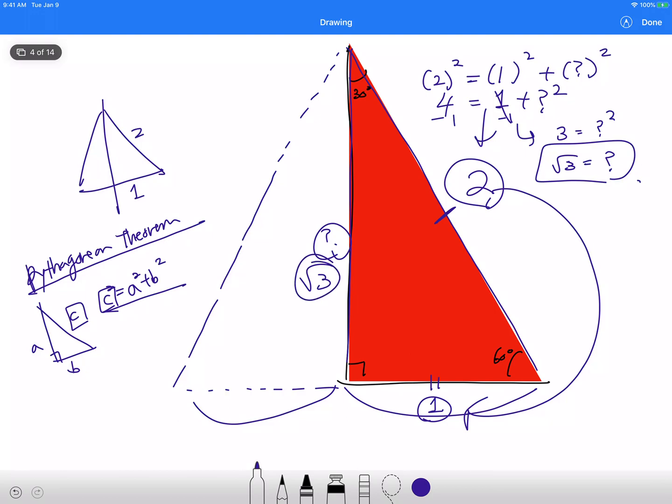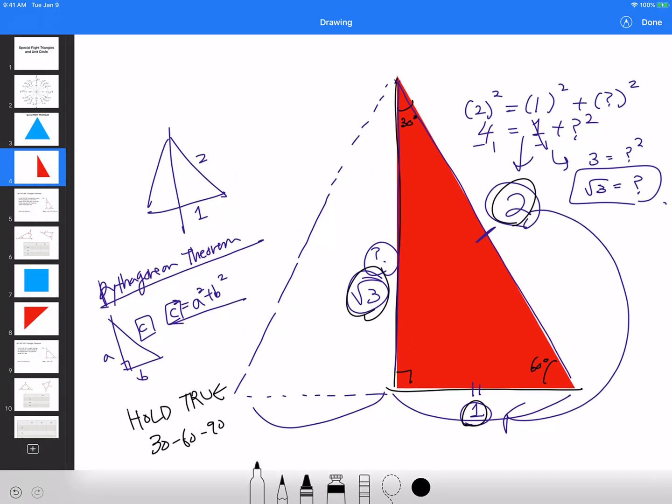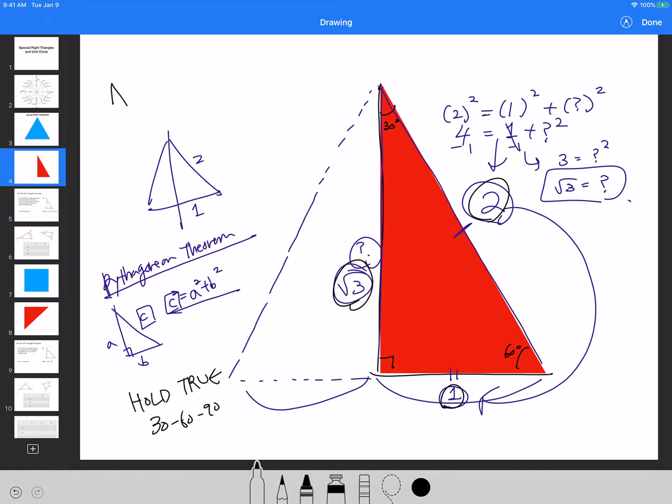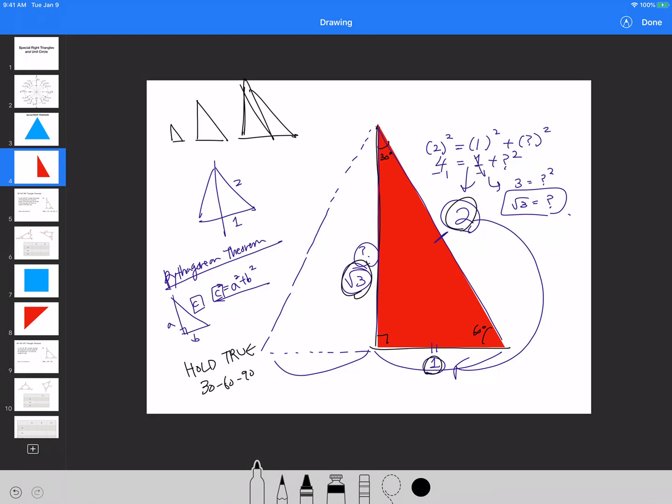Okay, so why am I telling you all this? It's because no matter what you do in any circumstances, these 3 ratios, 2, 1, and square root of 3, will hold true. It will hold true no matter what type of 30, 60, 90 triangle you will ever have. So, for example, if I have a small 30, 60, 90, a medium 30, 60, 90, or even a very large 30, 60, 90. That doesn't really look like a 30, 60, 90, but bear with me here.